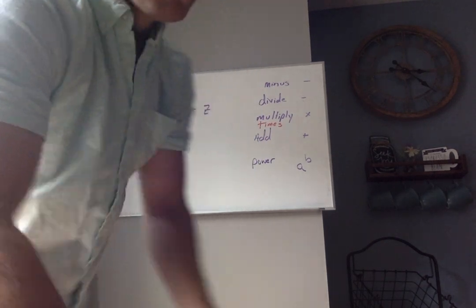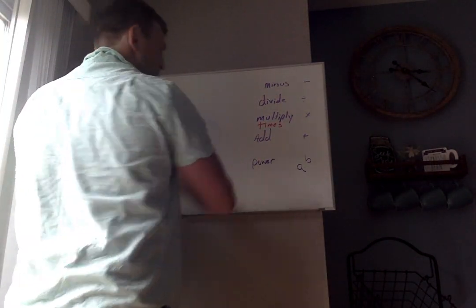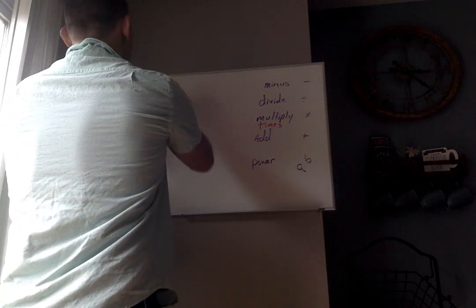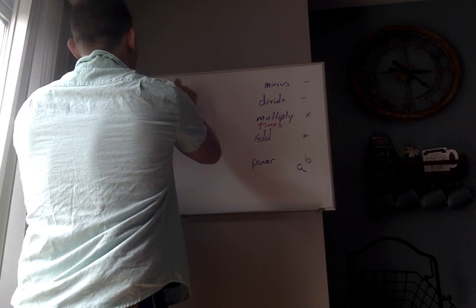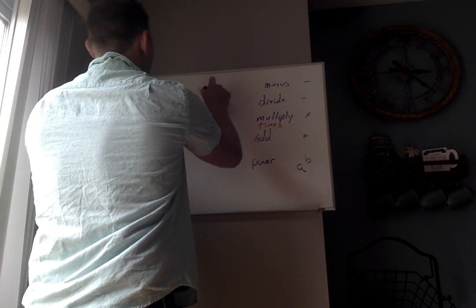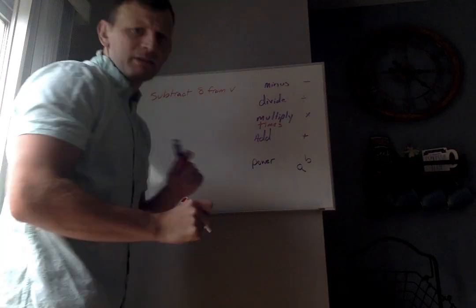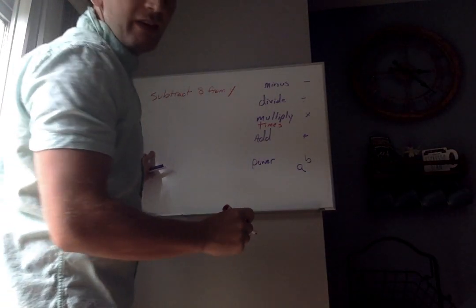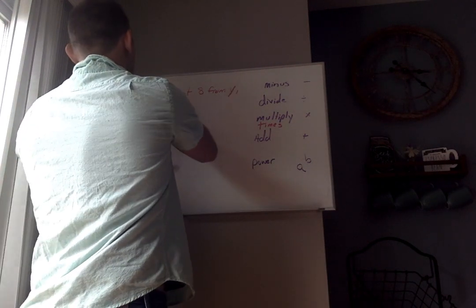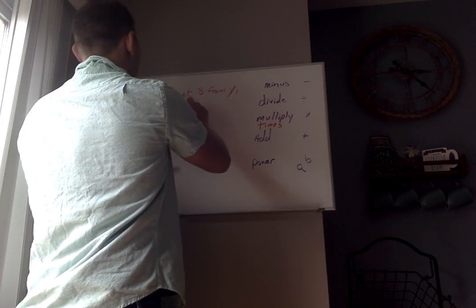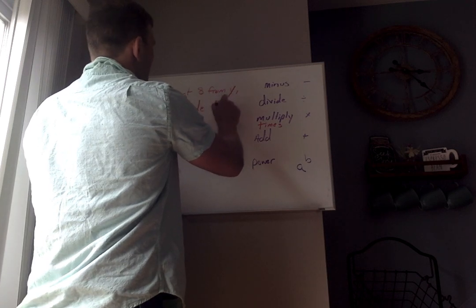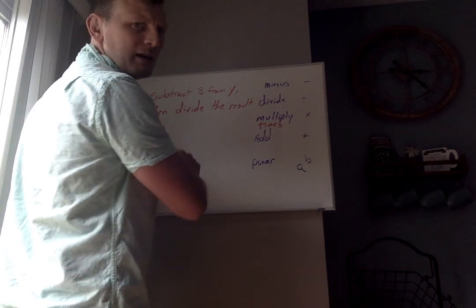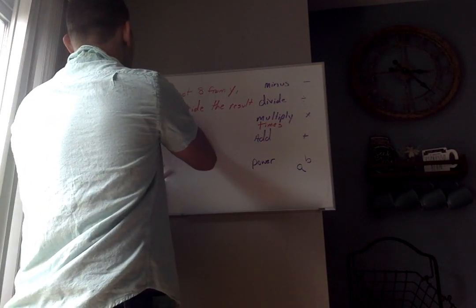The last one I want to go over, I'm going to write it on the board, okay, because this one's tricky and a lot of kids make a mistake, but I know you guys won't. It says subtract 8 from y, sorry about that. Then divide the result by 4.